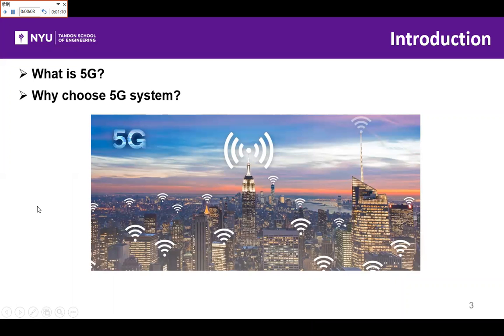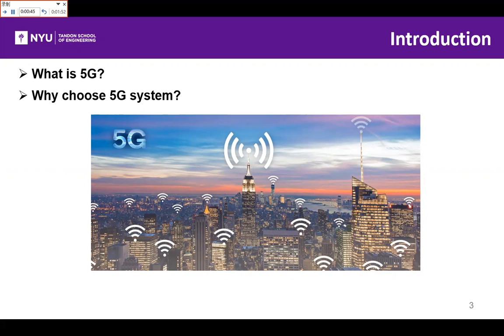When I decided to choose the 5G system as my project topic, there were two questions jumping into my mind. First, what is 5G? And second, why do I choose the 5G system as my topic? For the first question, 5G is an abbreviation of the fifth generation technology. It's a standard for cellular networks.